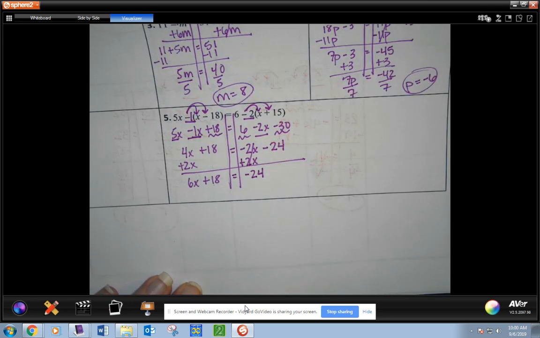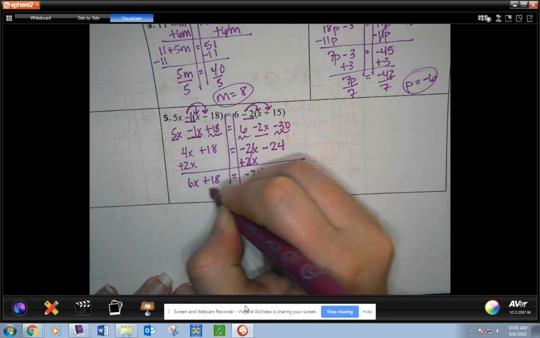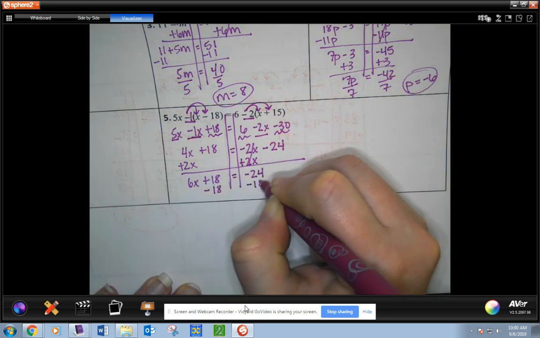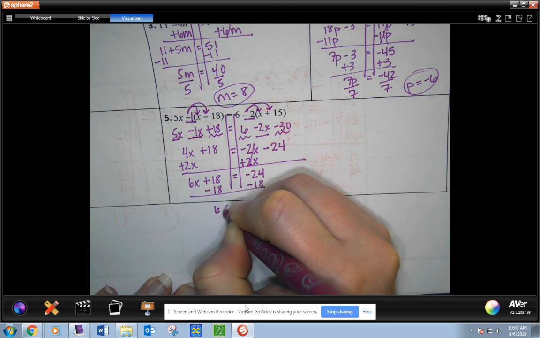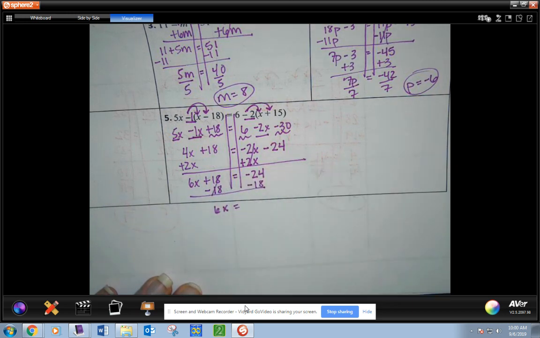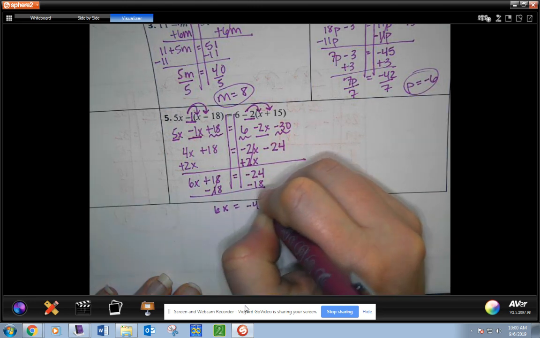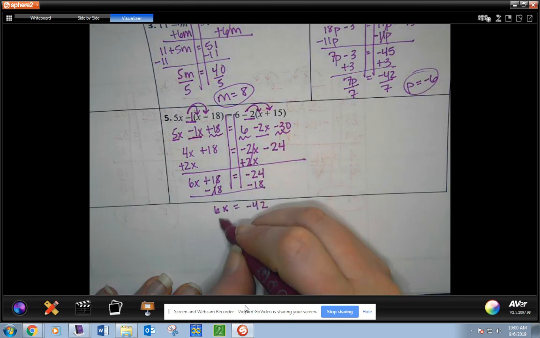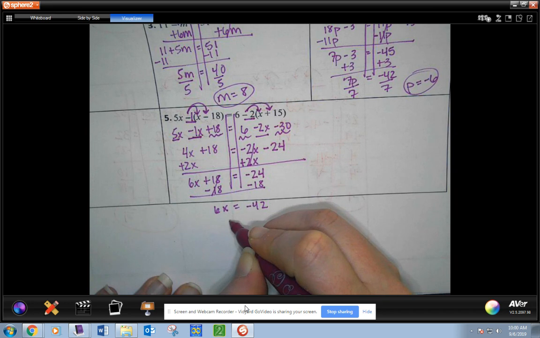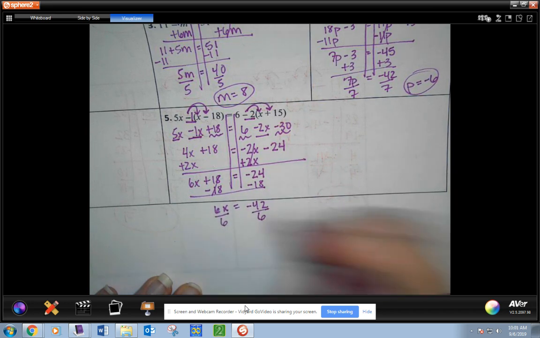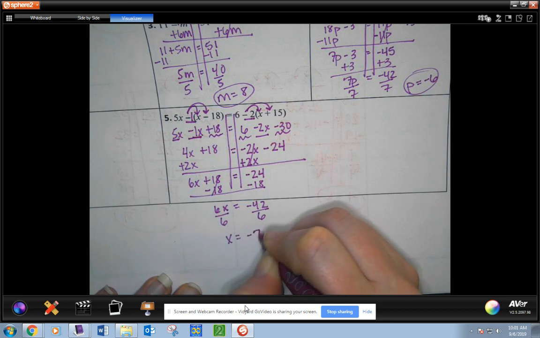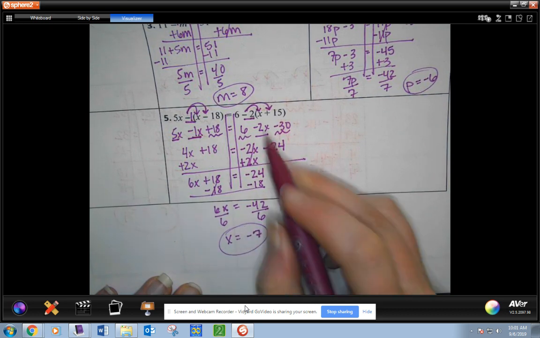So from here, step 4, add or subtract the constant. Well, the constant's the number by itself on the letter side, so I'm going to subtract 18 since it's a plus 18. That gives me 6x equals negative 42. And then from here, my last step, multiply or divide by the coefficient, and that gives me 6. I'm going to divide by 6, so x equals negative 7. And then you can take that and plug that back in.